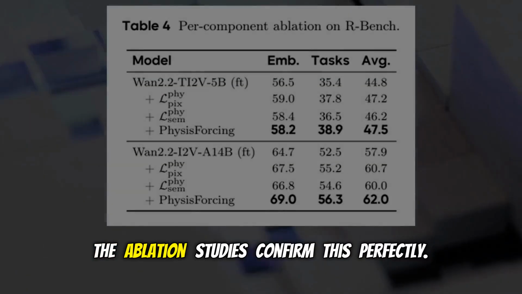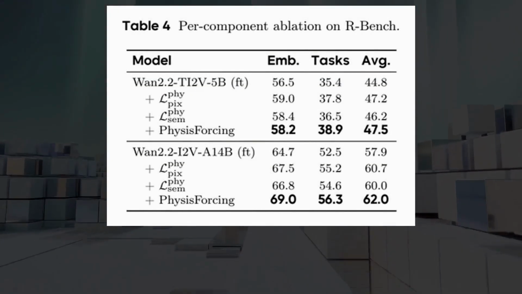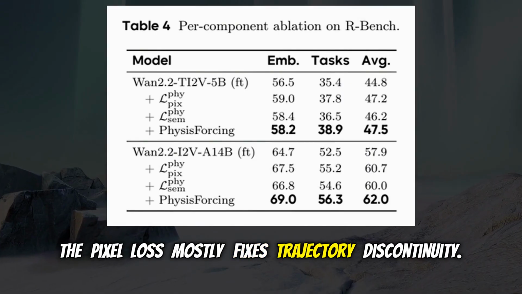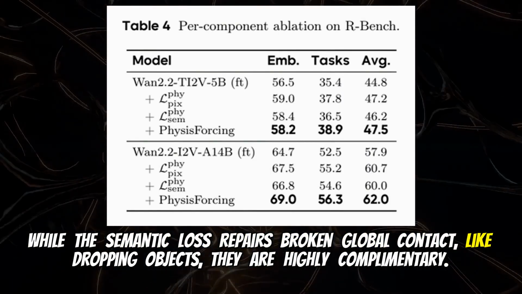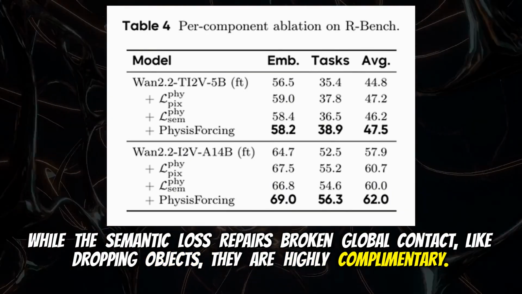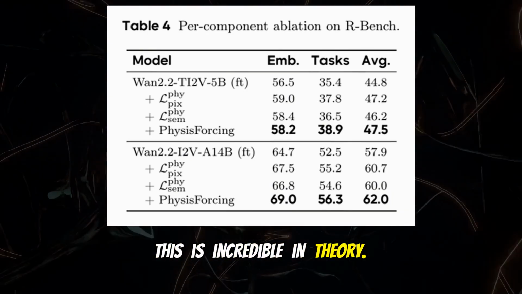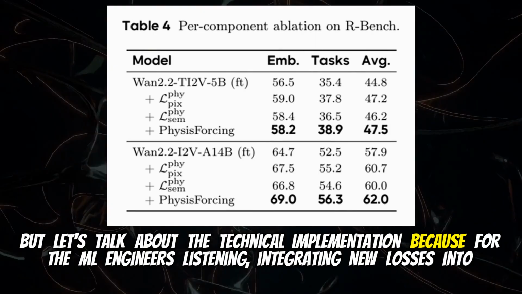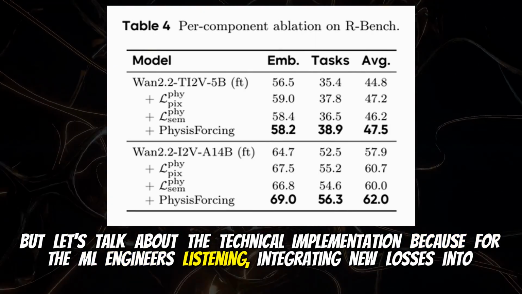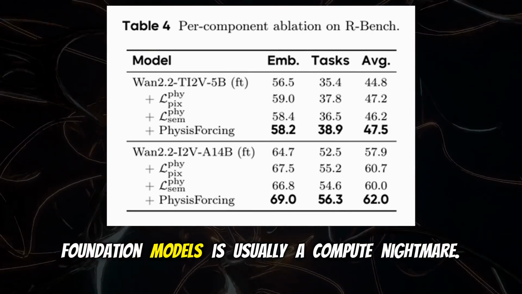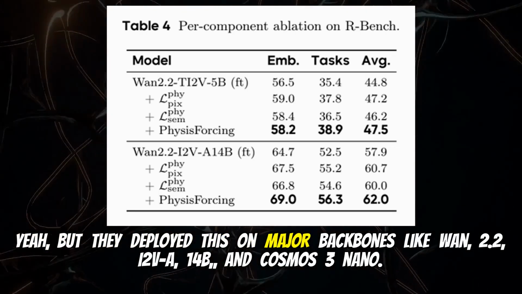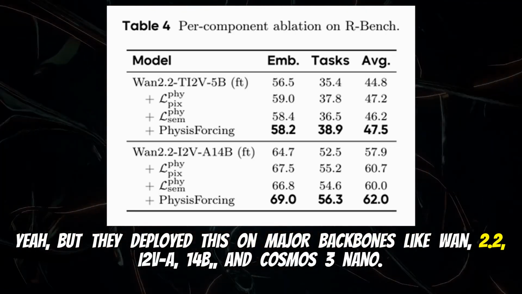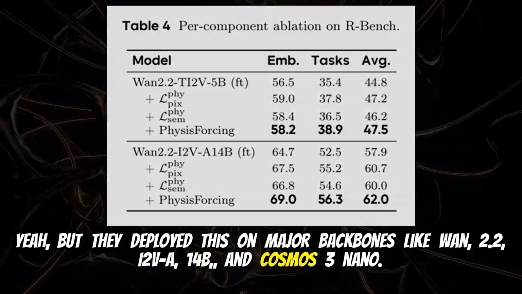Wow. Right. The ablation studies confirm this perfectly. The pixel loss mostly fixes trajectory discontinuity, while the semantic loss repairs broken global contact, like dropping objects. They are highly complementary. This is incredible in theory, but let's talk about the technical implementation, because for the ML engineers listening, integrating new losses into foundation models is usually a compute nightmare. Yeah, but they deployed this on major backbones like WAN 2.2 I2V A14B and Cosmos 3 Nano.